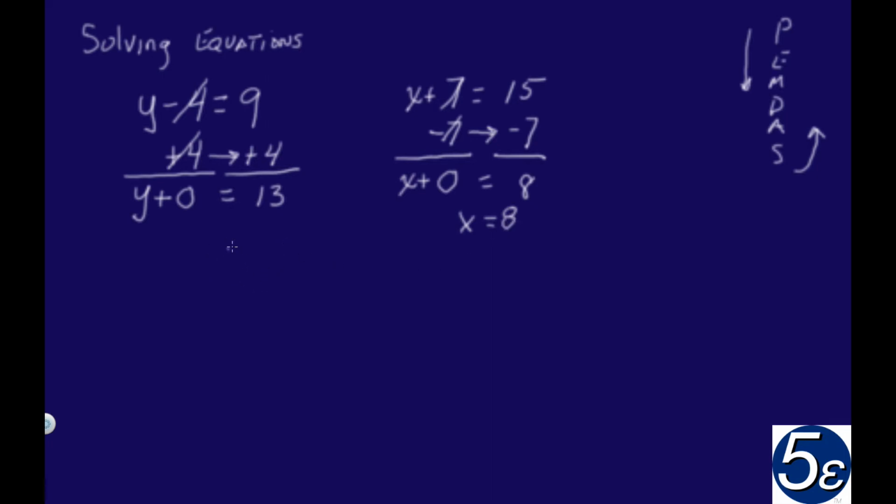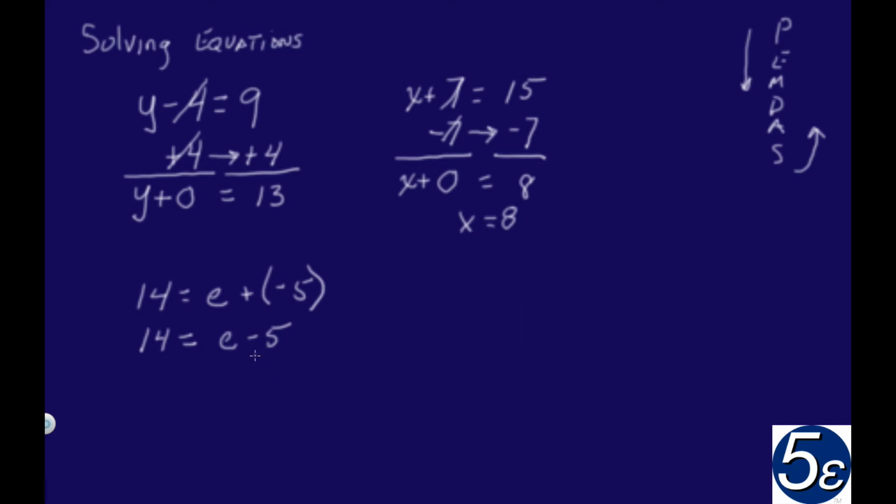Let's do one more. We have 14 equals, let's say, e plus a negative 5. Okay. So now since we have e plus or minus 5, we can actually combine this because we know plus and negative is really a minus. So we'll just rewrite this as 14 equals e minus 5.